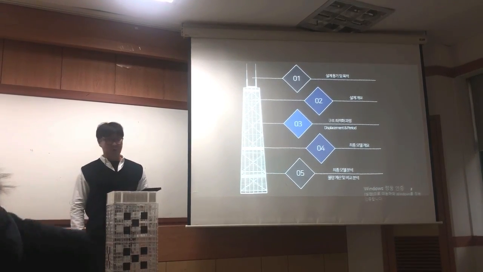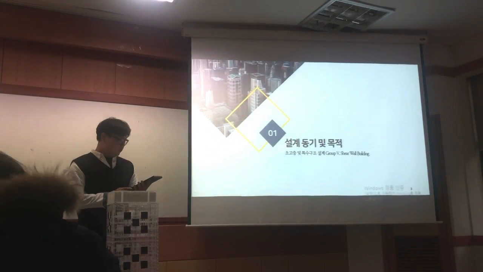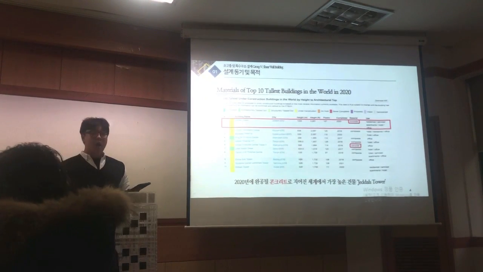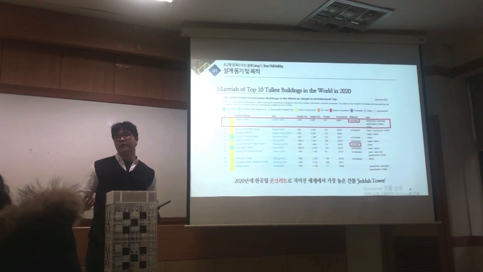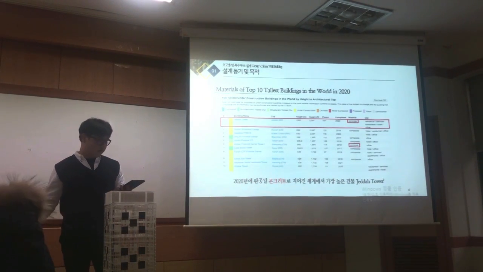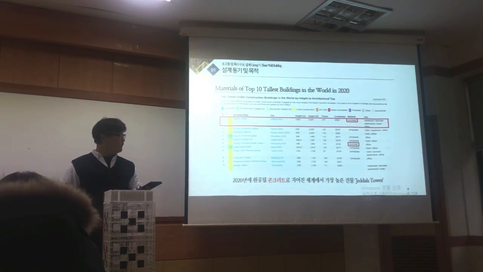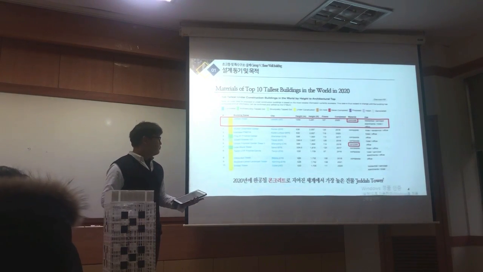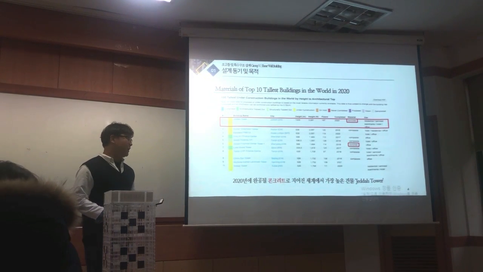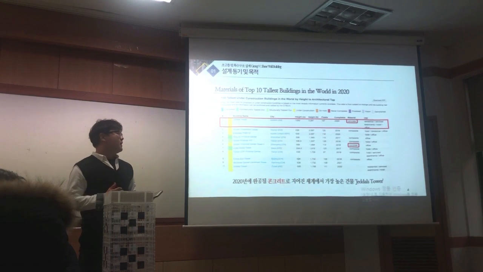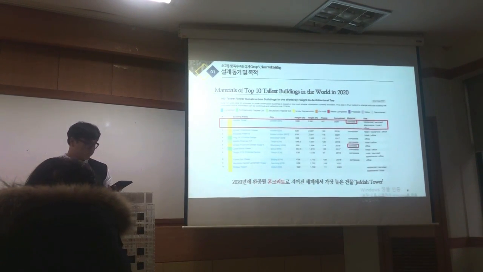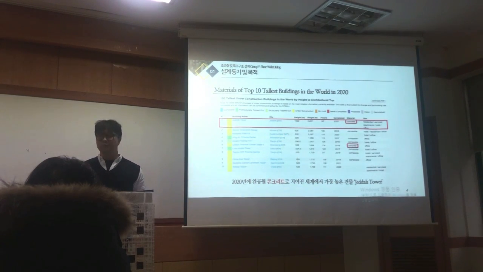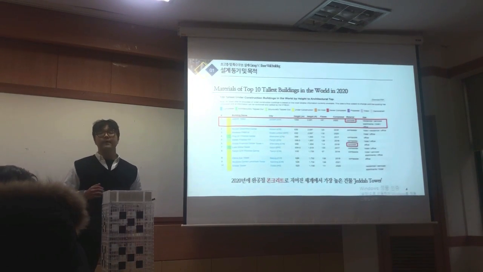Now let's go to chapter 1, which is motivation and purpose. Our professor taught us many things to use, such as iron frame, tuned mass damper, and so on. But we found out that JD Tower, which will be completed in 2020, and many other skyscrapers are built by concrete. So, because of it, we decided to build our model based on concrete.